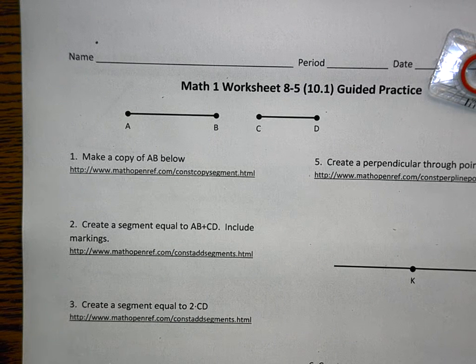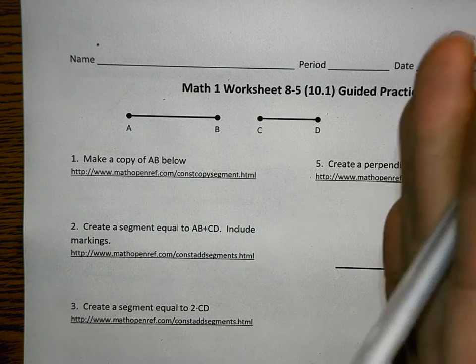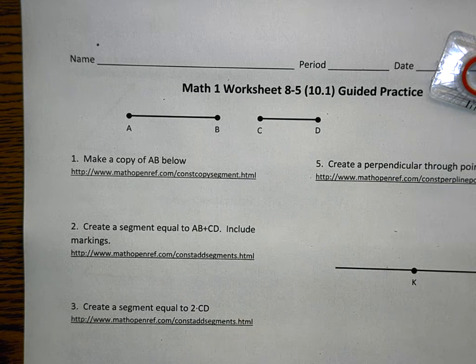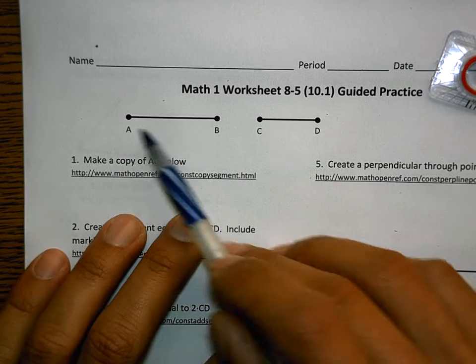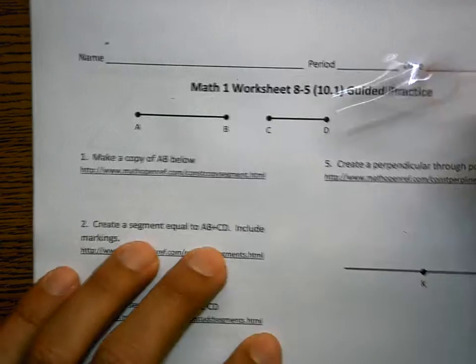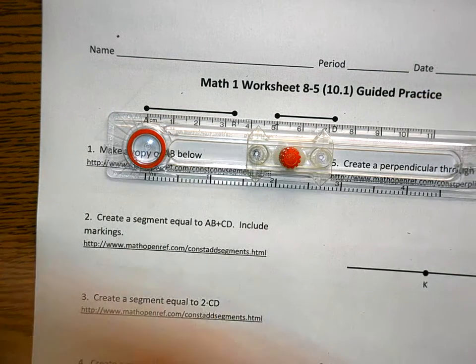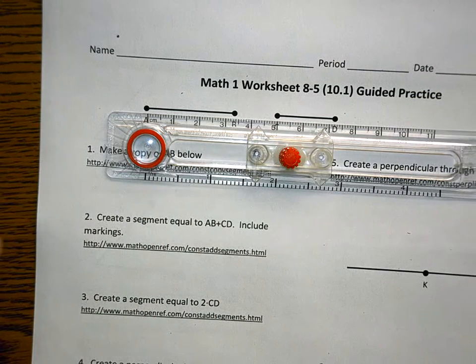The first set of notes that we're going to do, the first part is we're going to do 1, 2, and 3 together. And then you should be able to do 1, 2, and 3 on your independent practice. So follow along as we do this. I'm going to make a copy of AB, but I'm not allowed to measure. I am not allowed to say, oh, I know it's this many centimeters long. We're not going to do it that way. We're going to do it like we only had string.